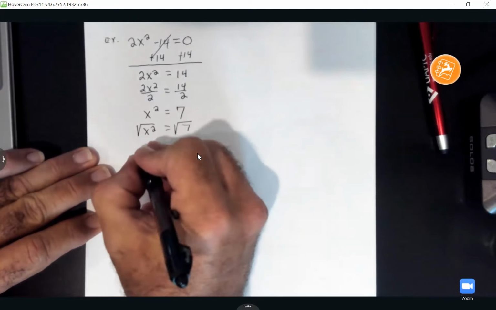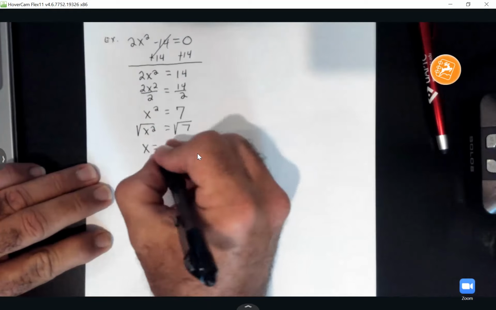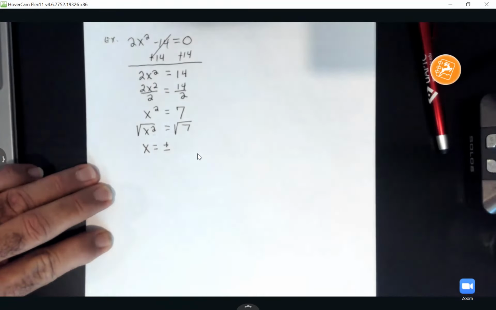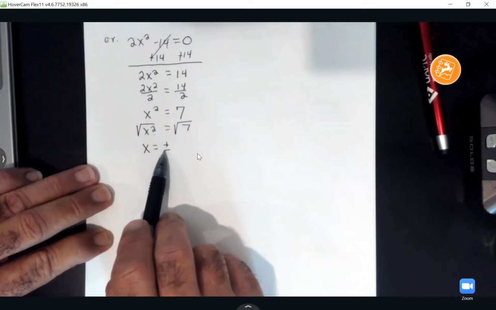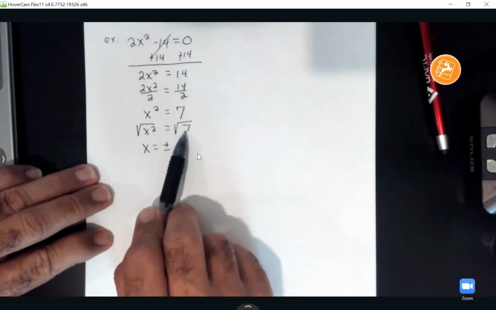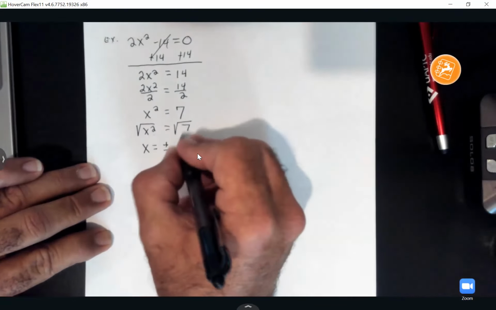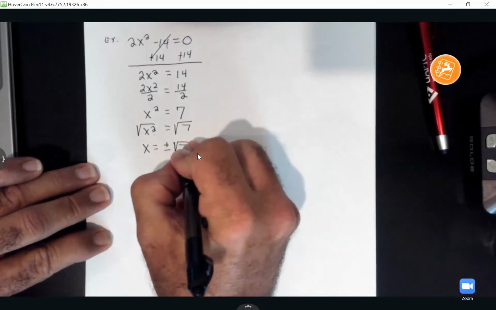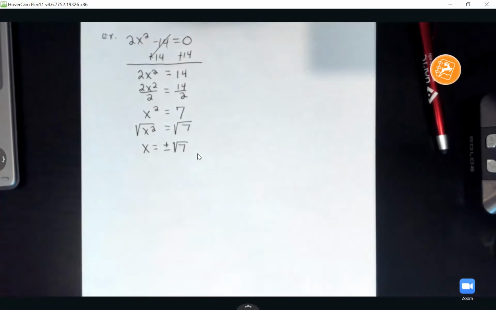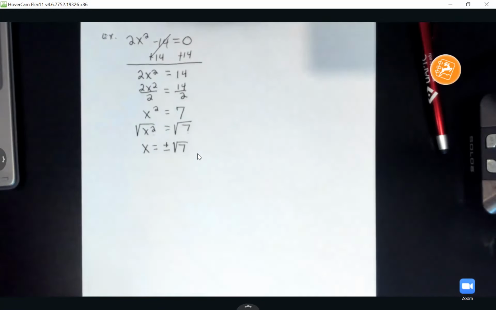So the square root of x squared is an x. Now remember, we have to put a plus or minus over here. Anytime we do square roots, we have to consider both the positive and negative answers. Can we simplify that square root of 7? No, it doesn't have any 4s or 9s in it or anything like that. So that's just going to stay plus or minus the square root of 7. So they're not too bad. That's the third method I would use to solve these, which is square roots.